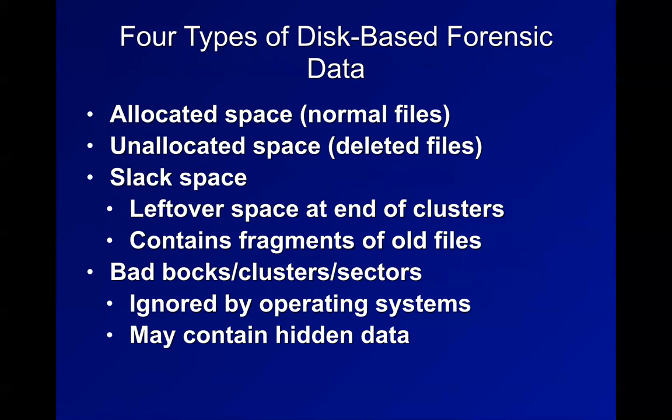Right, so disk-based allocated space is normal files. These are files that have a file name and they're in current use. Unallocated space is space between the used files that is available to be reused, and it contains whatever was last on there. Those are previously deleted files or fragments of previously deleted files.